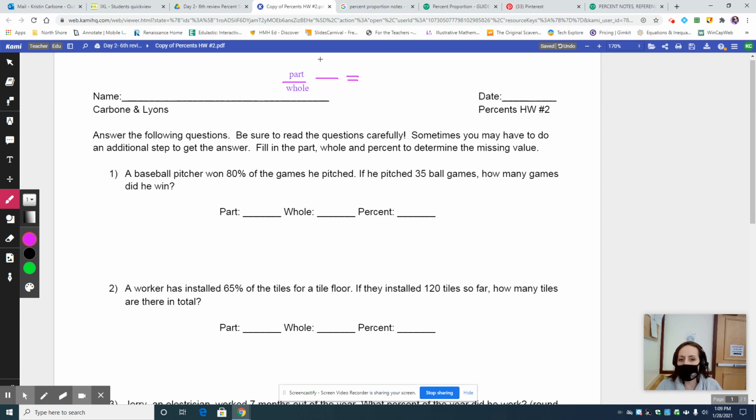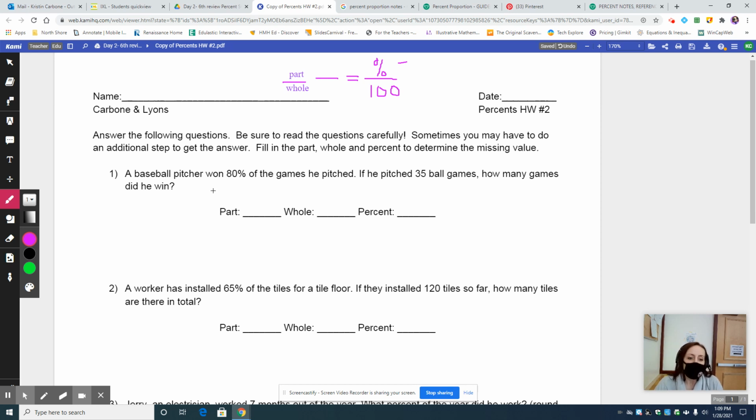On the left-hand side, we had the part and the whole in relation to the problem. And on the right-hand side, we had whatever percent they gave us over 100, because a percentage is a part of 100%. So we're going to use that information to answer our questions today in the homework.